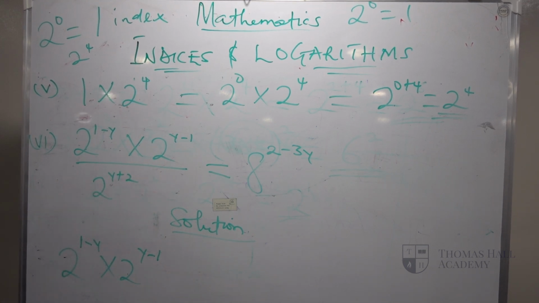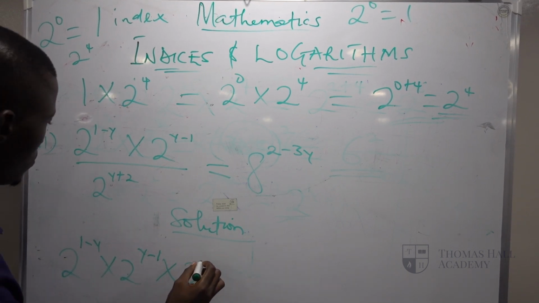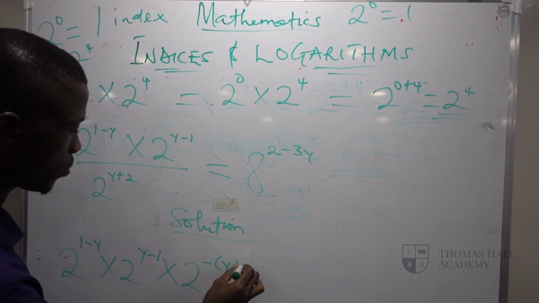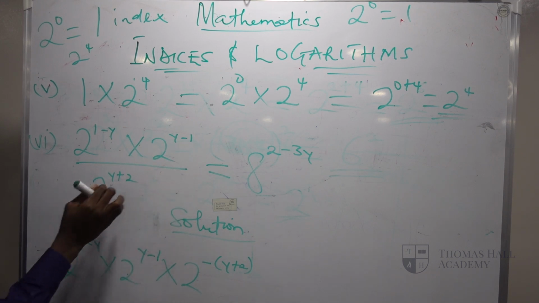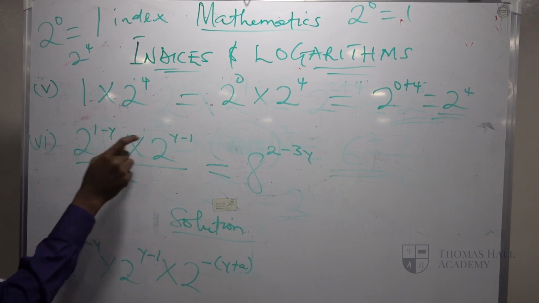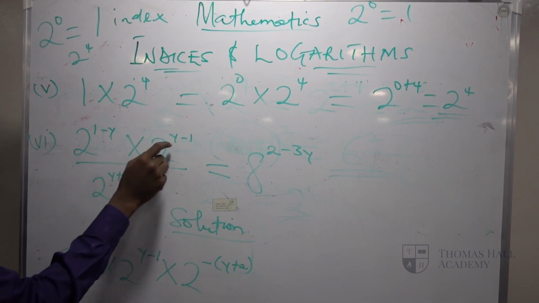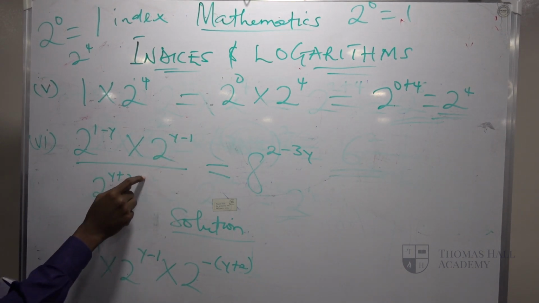I told you, when you are dividing, you subtract the powers. Then 2 raised to power minus y plus 2. The bases are the same. Divided by, that's why we are saying minus y plus 2. We subtract the powers when we have similar bases. Now these bases are the same: 2, 2, 2. 2 raised to the power 1 minus y times 2 raised to the power y minus 1 all over 2 raised to the power y plus 2.